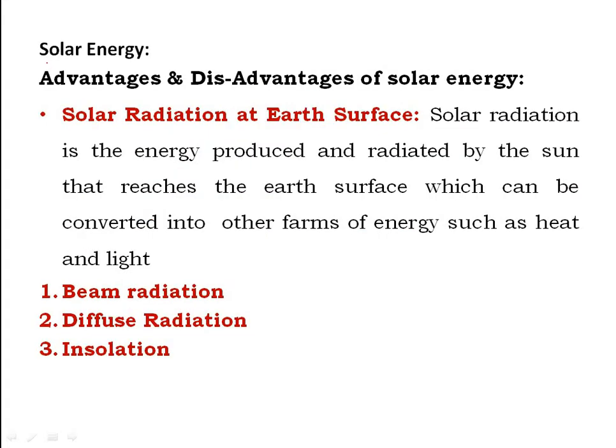So we will be continuing with solar energy. So what is solar energy? Solar energy is the energy that is produced by the sun in the form of heat and light. Did you all get it? What is solar energy? Solar energy is the energy that is produced by the sun in the form of heat and light.